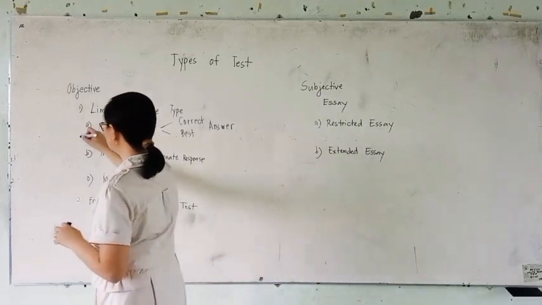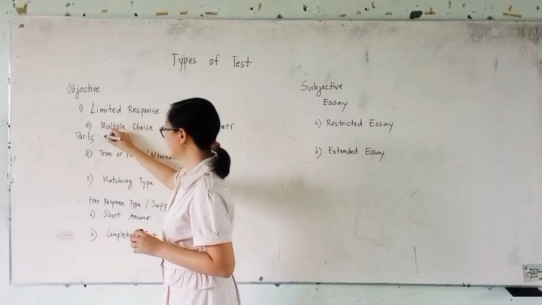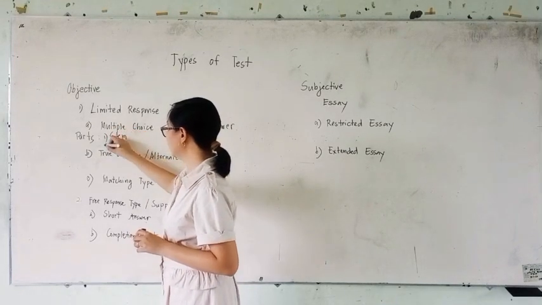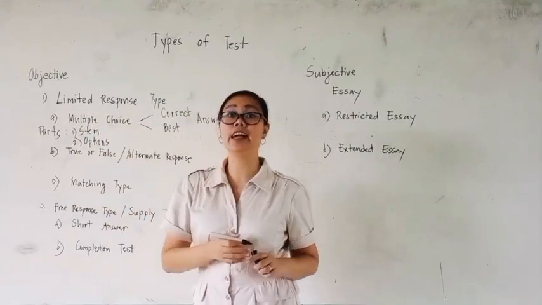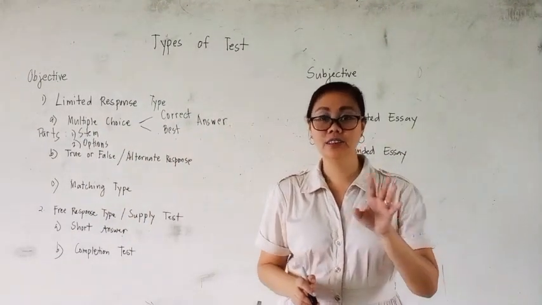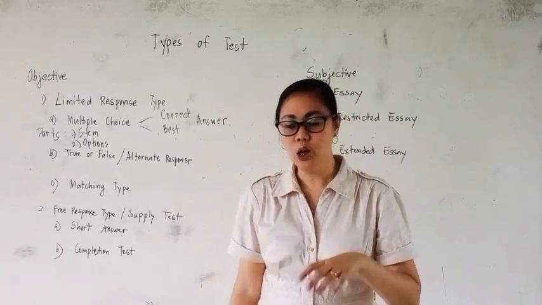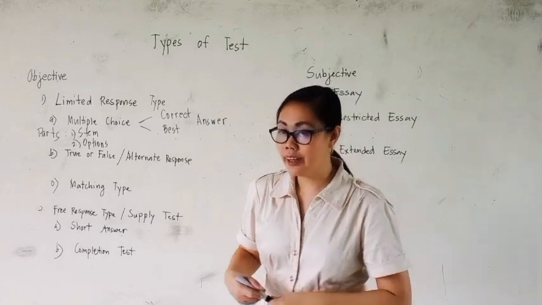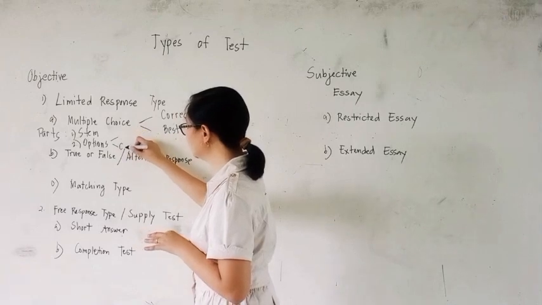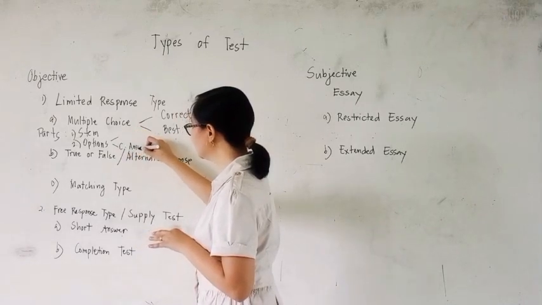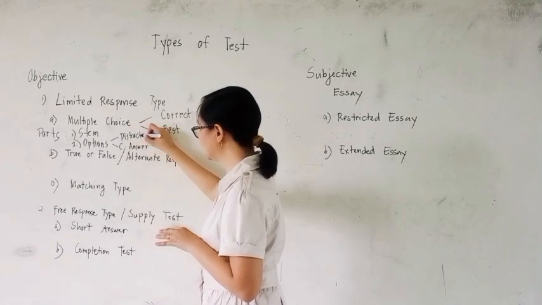Now, aside from the type, we also have the parts of a multiple choice test. For the parts, we have the stem, and then the other one is the options. The stem are the questions, while the options are the choices. With regards to the options, there are 2 parts also. We have the correct response or the correct answer, and the other one is the distractors.